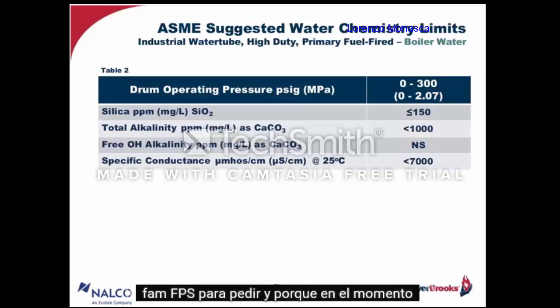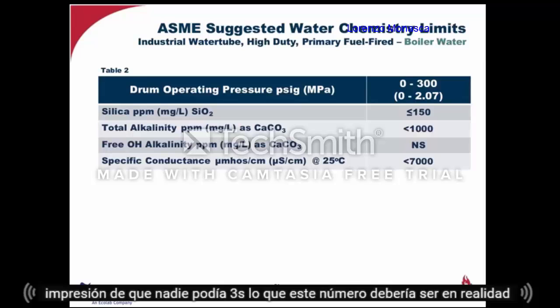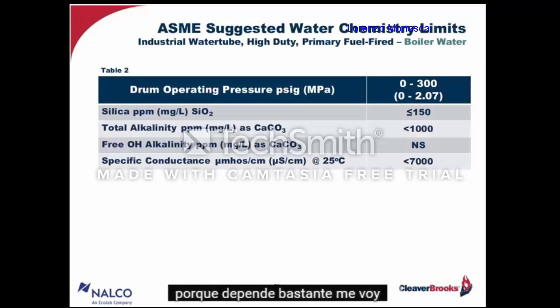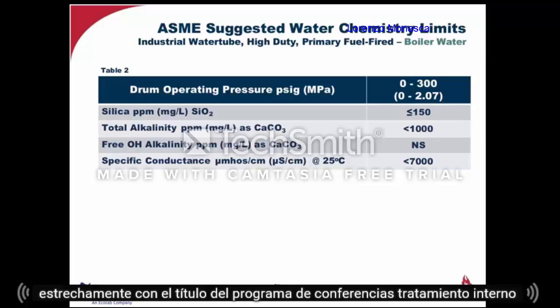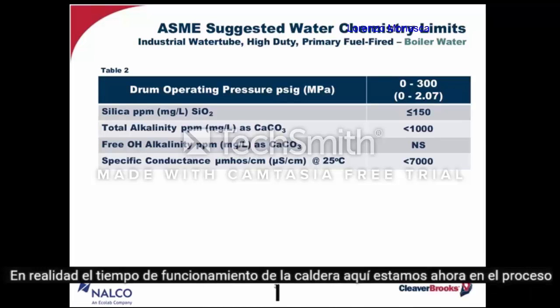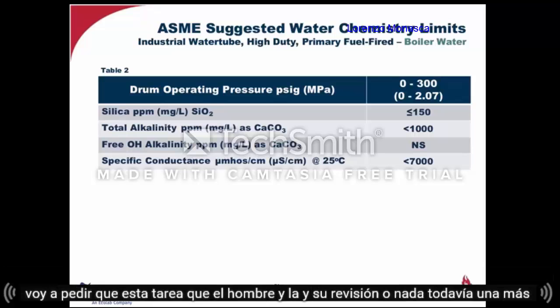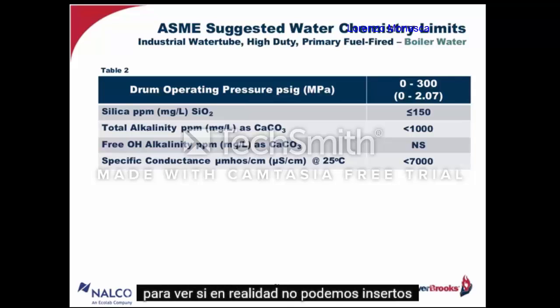That's what the NS stands for. And that's because at the time of the printing, nobody could agree as to what that number should actually be, because it depends fairly closely on the type of internal treatment program that you're actually running on your boiler. We're now in the process of going back to this document and revising it or editing it one more time and seeing if we can't insert a recommendation on that free OH alkalinity for each of the types of charts that we have in our document.